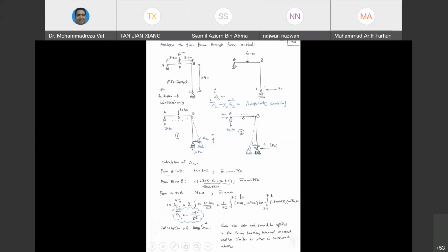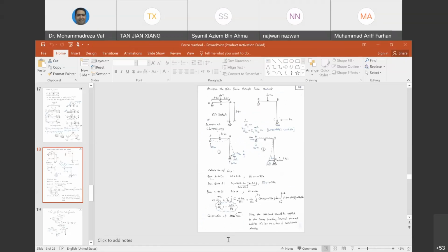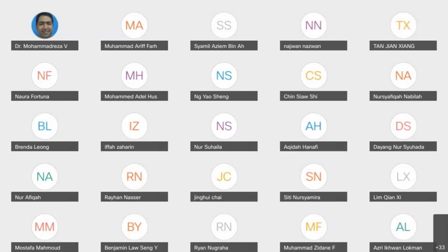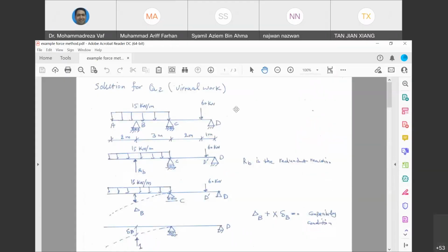Okay, so right now I will solve one more example for you. Let me stop here and share with you another example. This is the question that was given to students in the previous semester. So you will see how we can use the force method or virtual work method in order to analyze this frame. This one has also been uploaded in the e-learning, so you can download it and look into the calculations that we have done there.